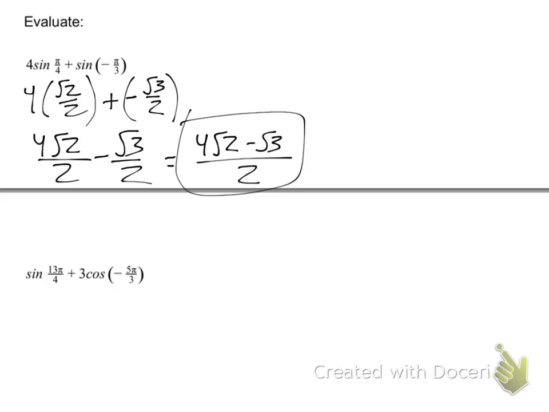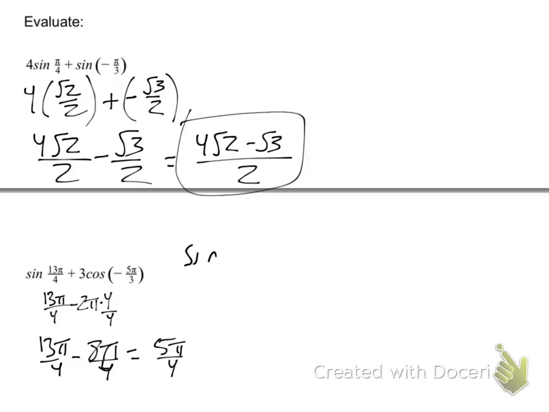Next problem. 13 pi over 4, guys. I don't like it. 13 pi over 4 is a couple of times around the circle, or at least more than once. What's the coterminal angle to 13 pi over 4 that's within 0 to 2 pi? Isn't that 13 pi over 4 minus 2 pi? Which is, I have to multiply by 4 over 4, or 13 pi over 4 minus 8 pi over 4. So that would be 5 pi over 4. So this is the sine of 5 pi over 4.